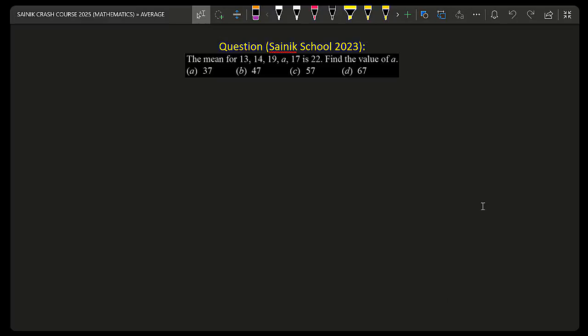Okay, how many observations are there, Harshvardhan? Sir, 5. So how to find the mean? Average formula. Sir, sum of observations by number of observations. So 13 plus 14 plus 19 plus A plus 17 divided by 5. According to the question, the average is given how much? Sir, 22. Now from this equation, I want to find the value of A. So what we can do? Sir, 5 transpose to this side. It is dividing on the left, so on the right side it will multiply.